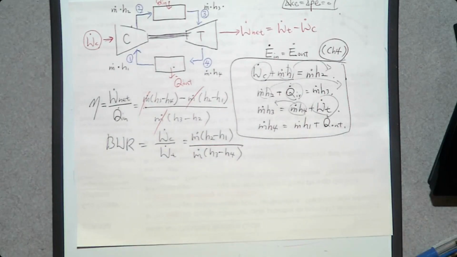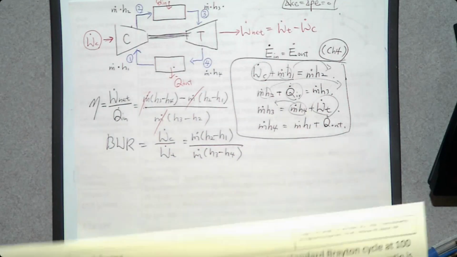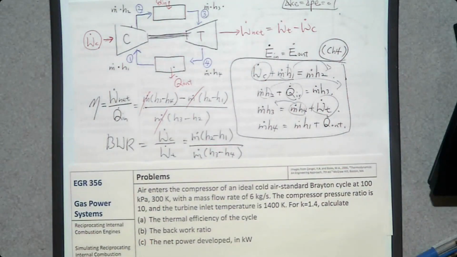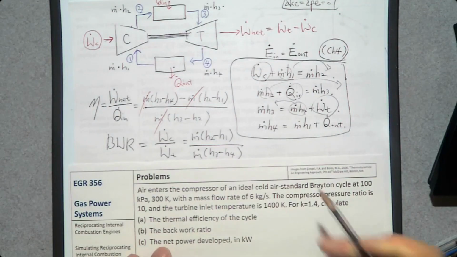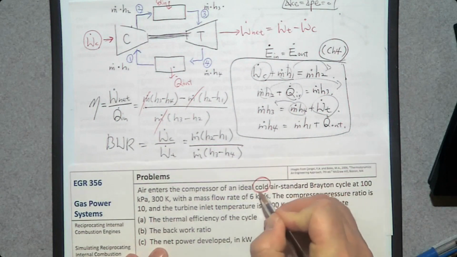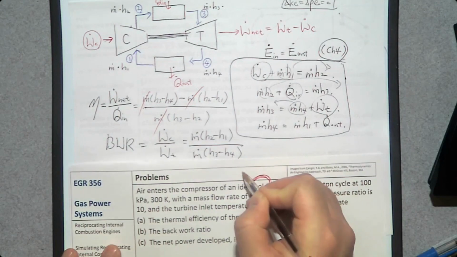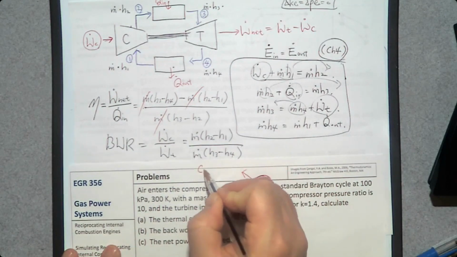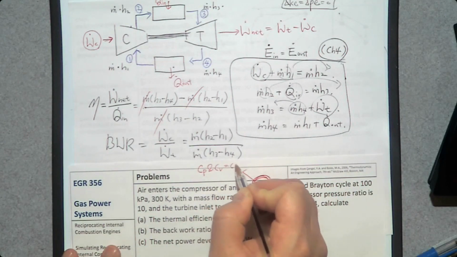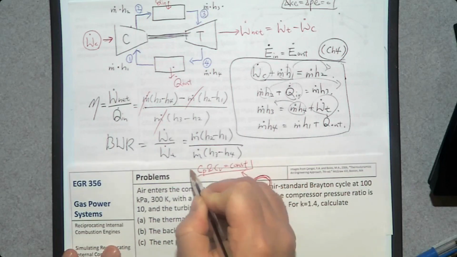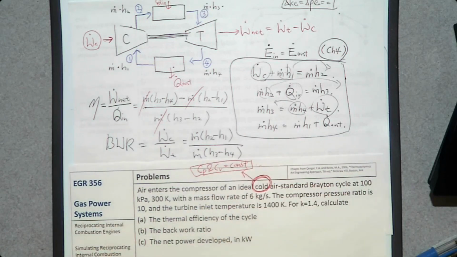So that's it. Based on that, let's solve one problem together. It's going to take maybe 3 or 4 minutes because it's very simple because of this word cold air standard analysis. You may remember when you see cold, that means that specific heats are constant. So we can use them instead of using a table.